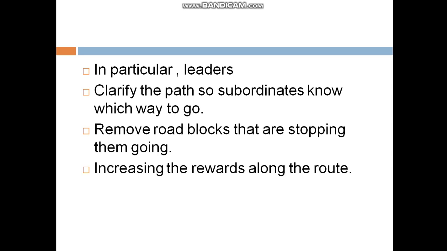Here, leaders can take a strong or limited approach. In clarifying the path, the leader may be directive. In increasing the rewards, they may give occasional encouragement. Giving rewards helps encourage followers to attain the goal.